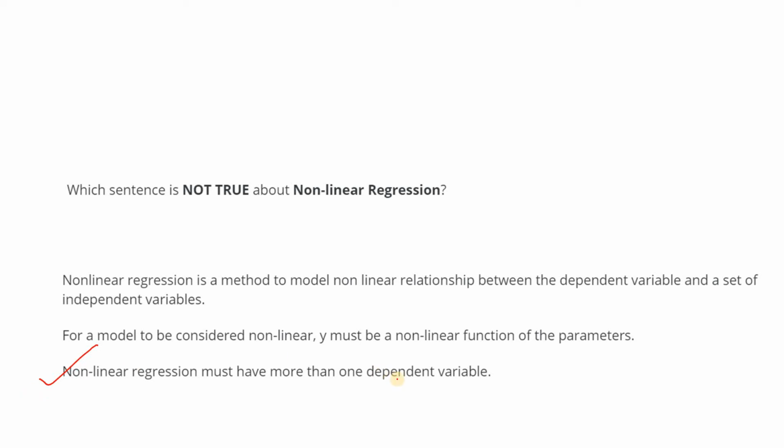No doubt the correct answer is option C, because I have told you that whether you are applying multiple linear regression, multiple non-linear regression, simple linear regression or simple non-linear regression, ultimately there will be only one dependent variable, that is, the outcome variable will be only one. Independent variables can be many, but the dependent variable should be only one. But here it is written that nonlinear regression must have more than one dependent variable, which is completely wrong. So not true means this is the correct answer, because it should always have a single dependent variable, right? I hope you have understood this.